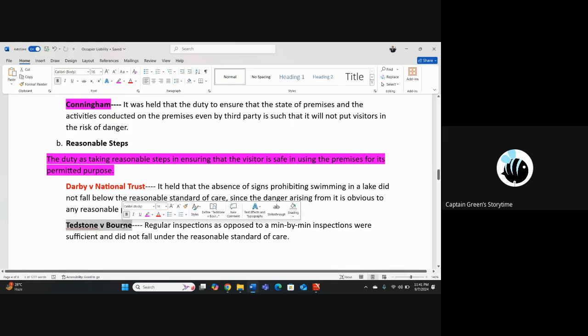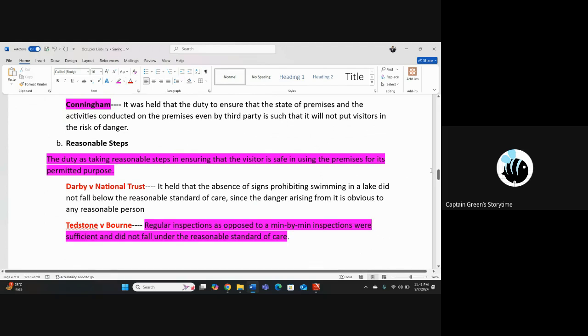Moving to the case of Redstone, it states that regular inspections, as opposed to minute-by-minute inspections, were sufficient and did not fall below the reasonable standard of care. Kindly note this is important for exam questions. I assure you.